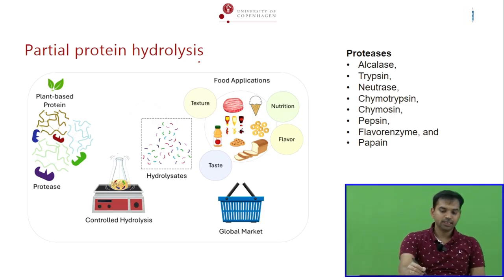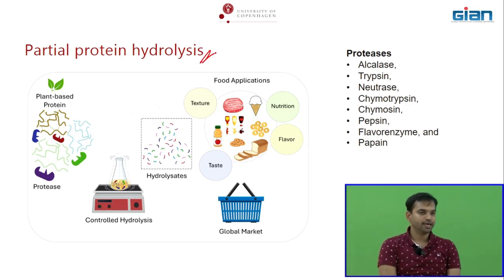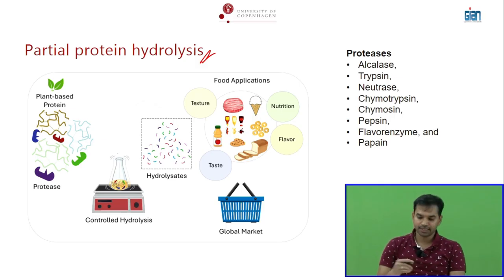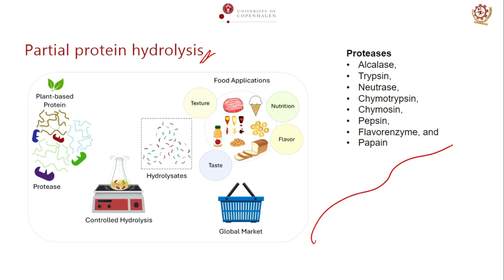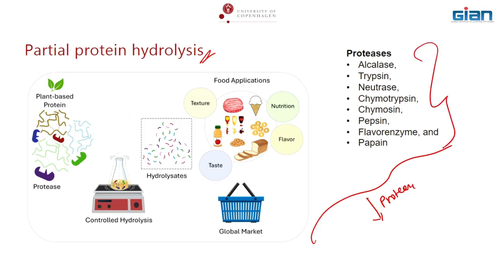Then I'll take the last one, partial protein hydrolysis. Basically, in this case, you have a protein. It might have a different property, so it might have a lower solubility. Now you can use the protease enzyme. There are a lot of commercial proteases available. You can convert them into polypeptides.